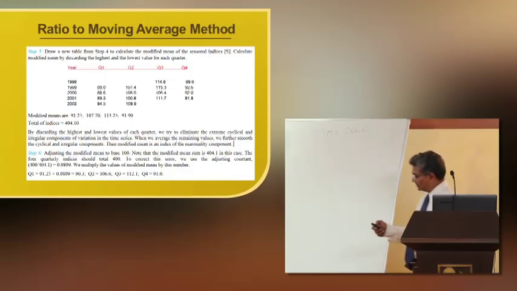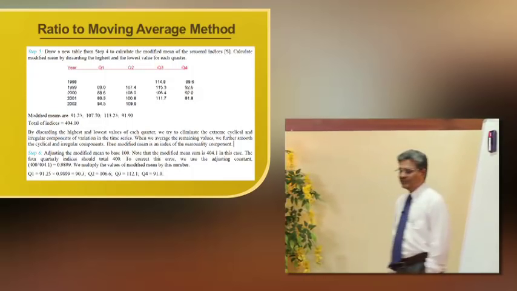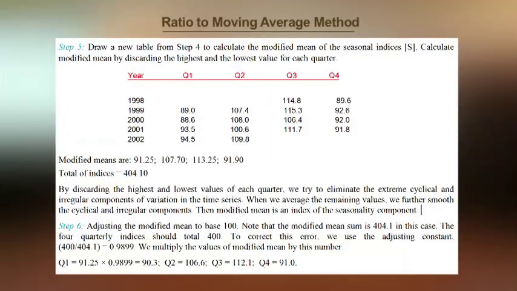Now, the total of these 4 indices comes to 404.10. Here, you may note one point, the total of 4 quarters indices should come to 400, not 404.10. But it comes to 404.10, that means as we average and we plot, the value slightly goes up. So, we have to bring it down again to 400, that is 4 quarters 100 each. That exercise we will do now.